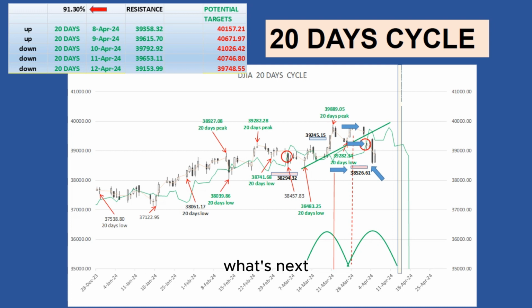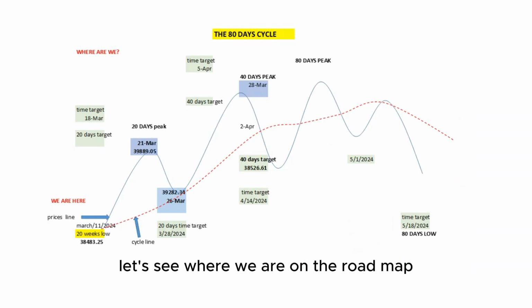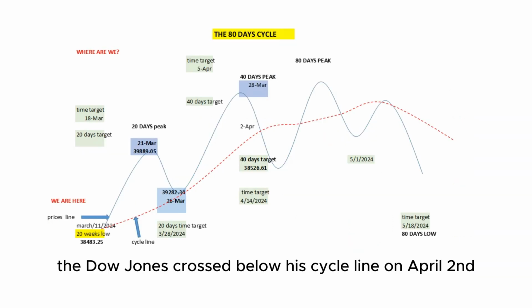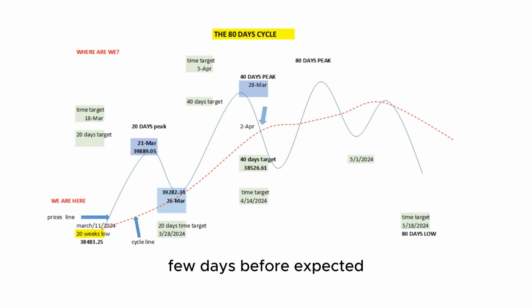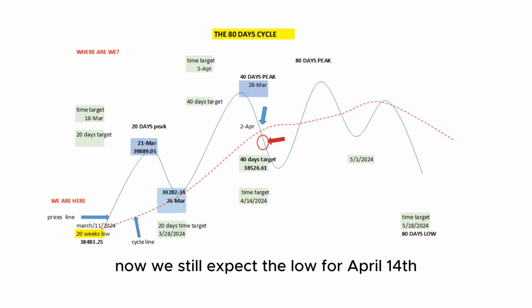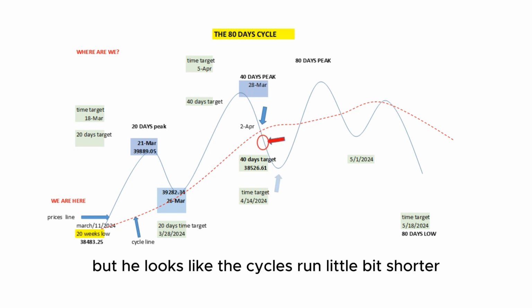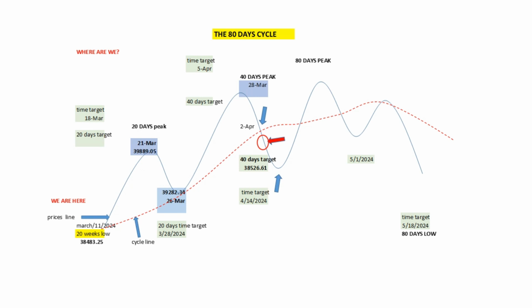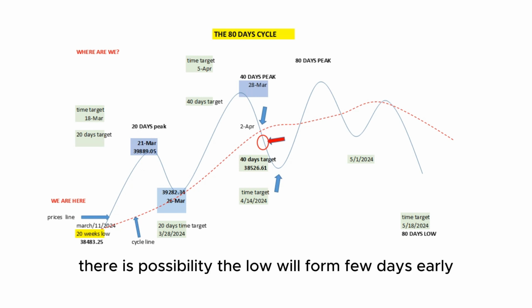What's next? Let's see where we are on the roadmap. As mentioned above, the Dow Jones crossed below its cycle line on April 2nd, a few days before expected. So this week we are here. Now we still expect the low for April 14th, but it looks like the cycles run a little bit shorter. So there is a possibility the low will form a few days early.